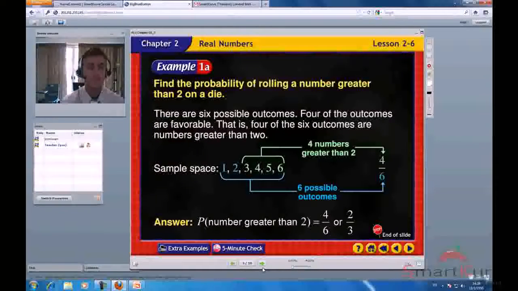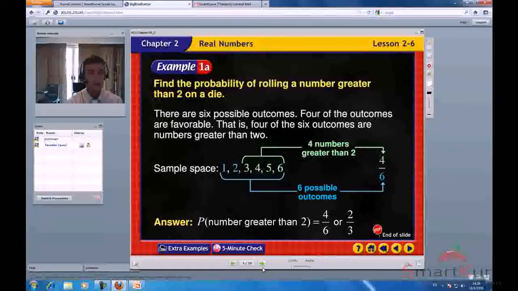Find the probability of rolling a number greater than 2 on a die. There are 6 possible outcomes. 4 of the outcomes are favorable. That is, 4 of the 6 outcomes are numbers greater than 2. So your sample space is 1, 2, 3, 4, 5, and 6.